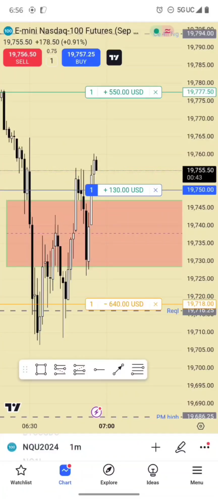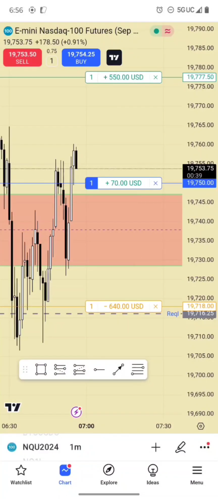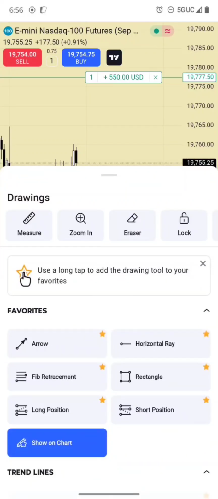The one thing I'm really looking for in here is I would move my stop to break even if I would see us take out that short-term high just to the left of your screen right there. That's what I'm looking for in order to break even.